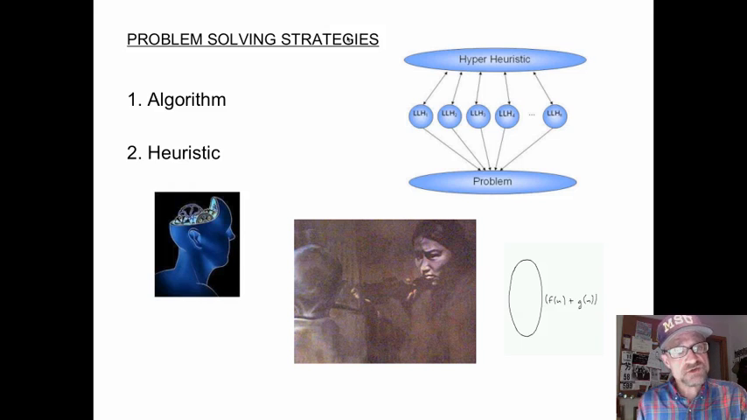The first one is an algorithm, and an algorithm has specific steps. If you follow it, you are guaranteed to come up with the one right answer. Unfortunately, outside of mathematics and maybe computer science, algorithms are of limited use.